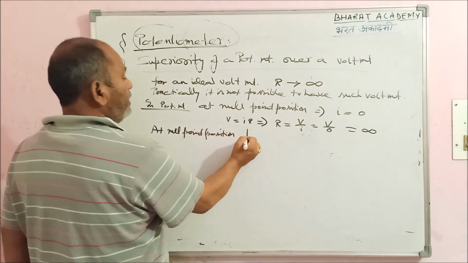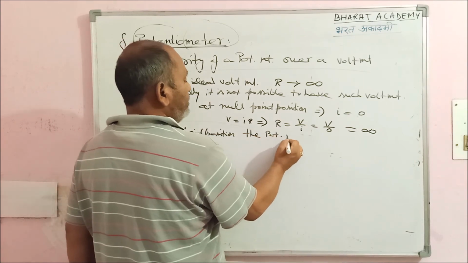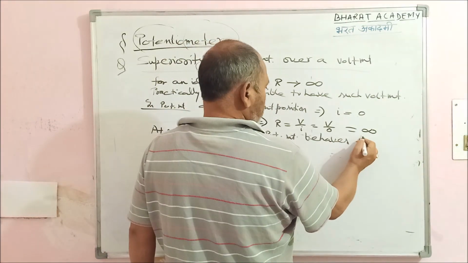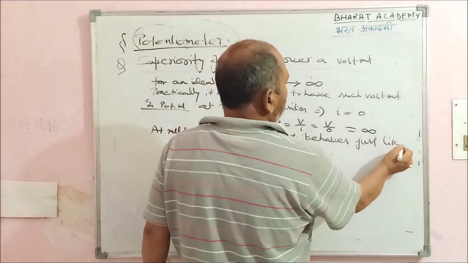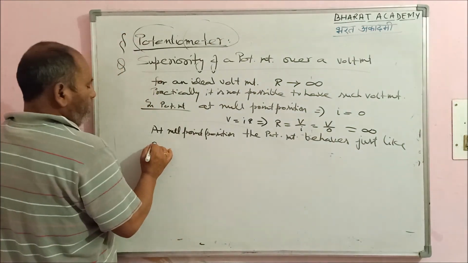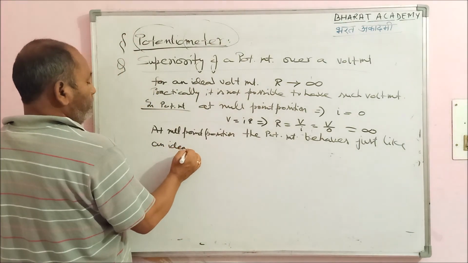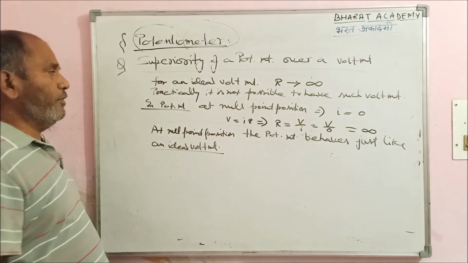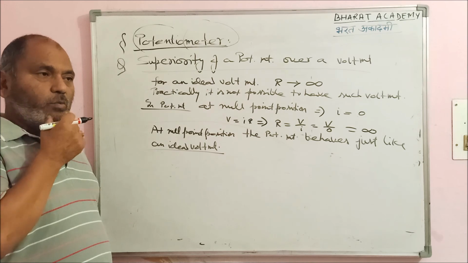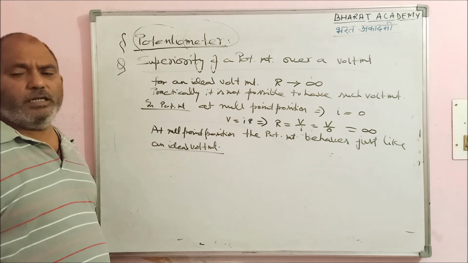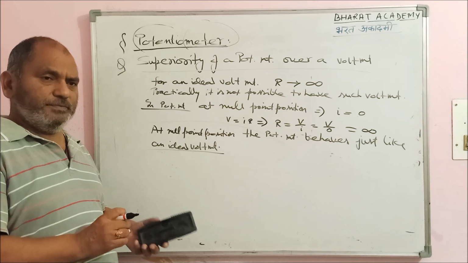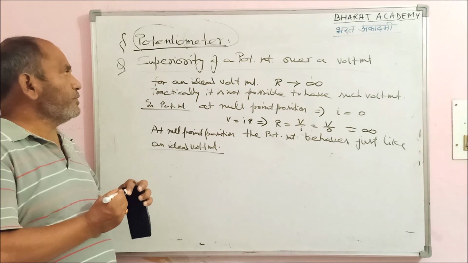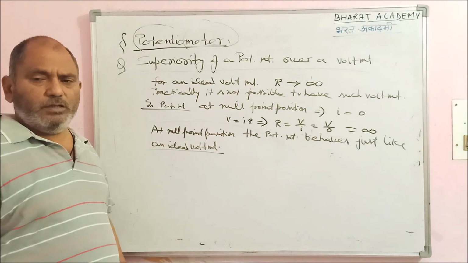Which means at the null point position, the potentiometer behaves just like an ideal voltmeter. This is the main superiority of the potentiometer over the voltmeter. And one more thing, it is very sensitive. A potentiometer having a large length means it is very sensitive also. This is all about the potentiometer.